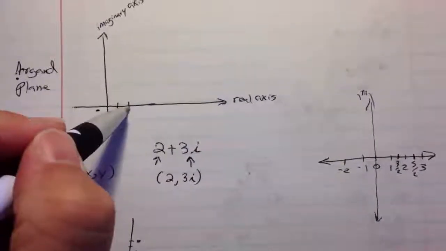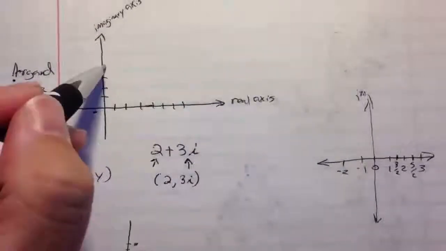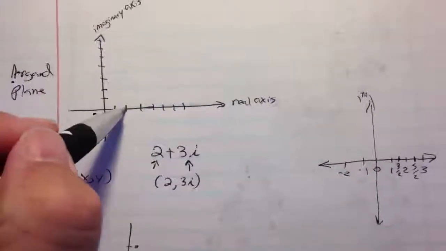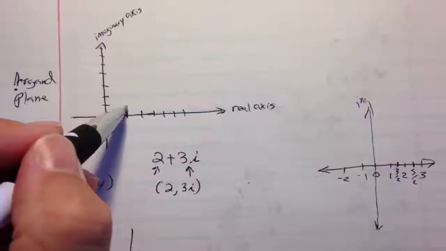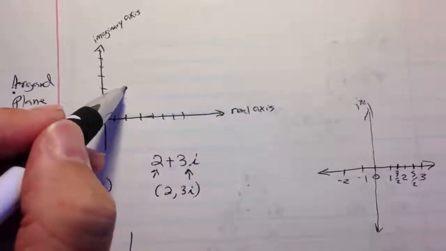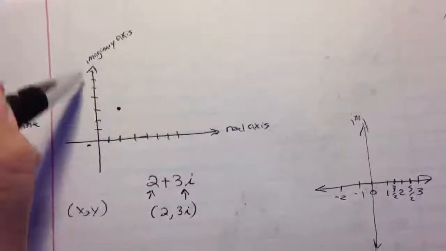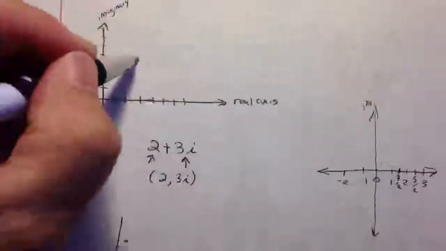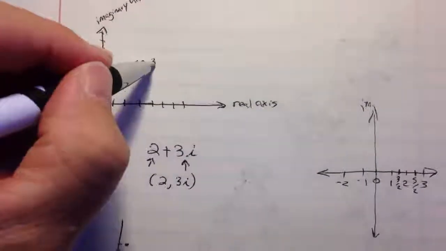So you have 1, 2, 3, 4, 5, 6, 7 on each axis. All right, so you go to 2, and then you go up 1, 2, 3 on the i. See, this is the i axis. So this is the point 2, 3i.